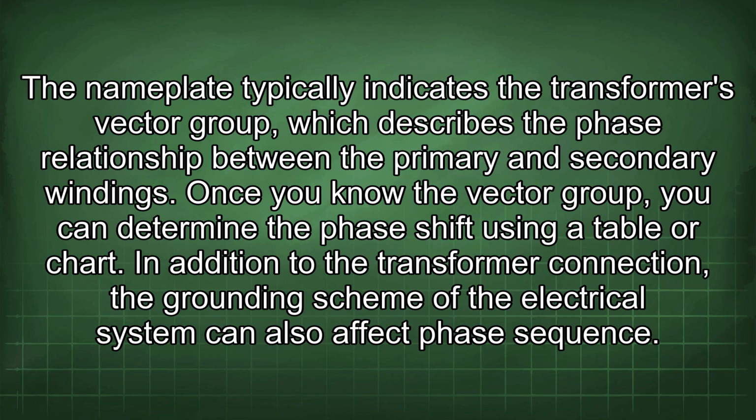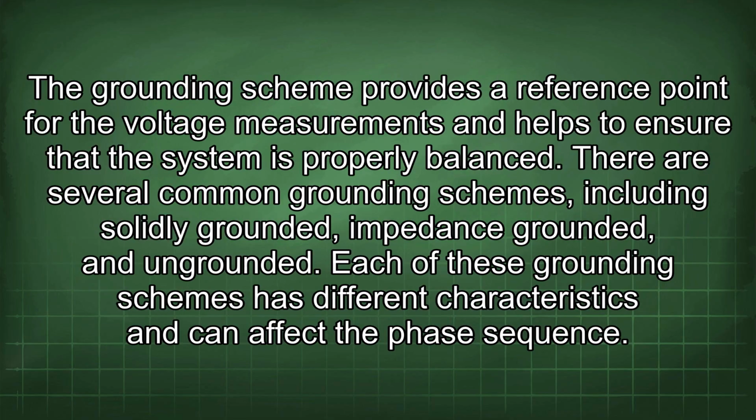In addition to the transformer connection, the grounding scheme of the electrical system can also affect phase sequence. The grounding scheme provides a reference point for the voltage measurements and helps to ensure that the system is properly balanced. There are several common grounding schemes, including solidly grounded, impedance grounded, and ungrounded. Each of these grounding schemes has different characteristics and can affect the phase sequence.